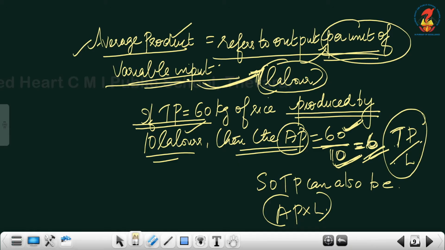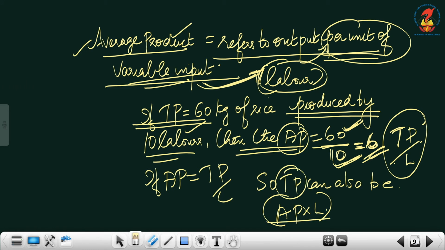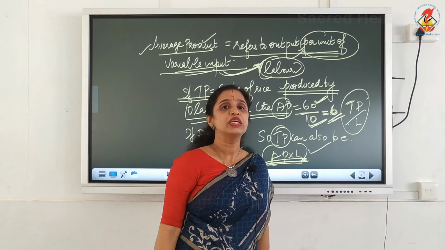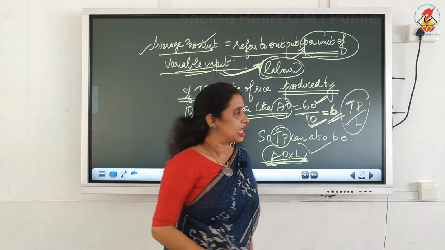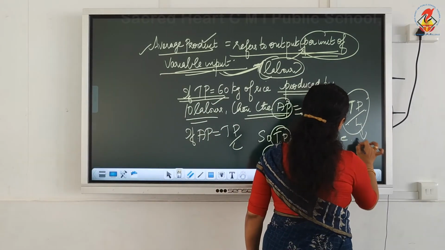Now from this equation we can find out TP. How will you find out TP? If AP is equal to TP by L, we can write TP is equal to AP into L, because it becomes multiplication when it is taken to the other side, isn't it? So TP is equal to AP into L. So how many equations have we learned here? AP is equal to TP by L, TP is equal to AP into L. So two equations we have learned here.